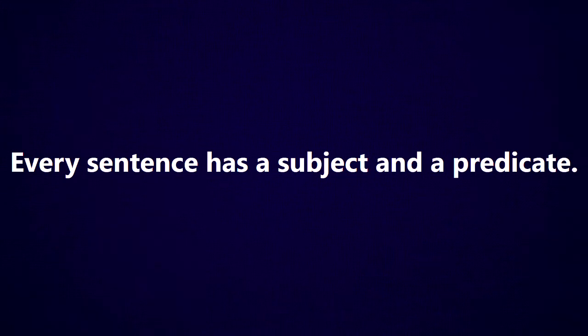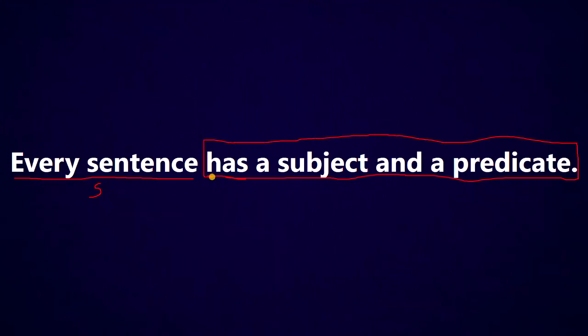The verb is has, which means that this information over here is the subject, because in English declarative sentences, the subject comes first. So every sentence is the subject. Has is the verb, so that means all of this is the predicate of this sentence. So I'll just put a P for predicate.